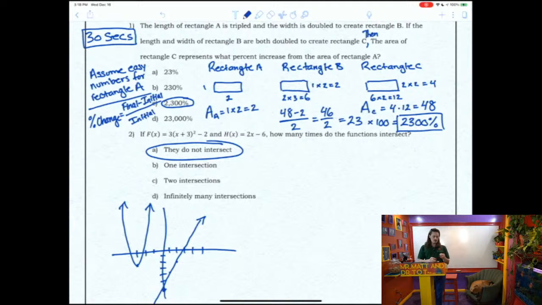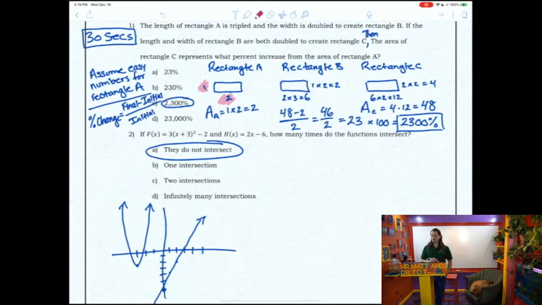I apologize. So with number 1, if we assume easy to work with values for the first rectangle, let's say that the width was 1 and the length was 2, then we can extrapolate into rectangle B's dimensions and rectangle C's dimensions by just applying the appropriate scalar that they give to us in the problem. So they say that rectangle B is created by tripling the length of A and doubling the width of A. So let's let the width equal 1 and the length be equal to 2. That's where I started right here, highlighting in red.